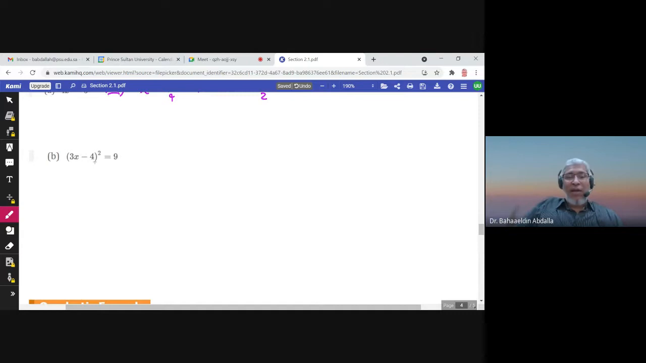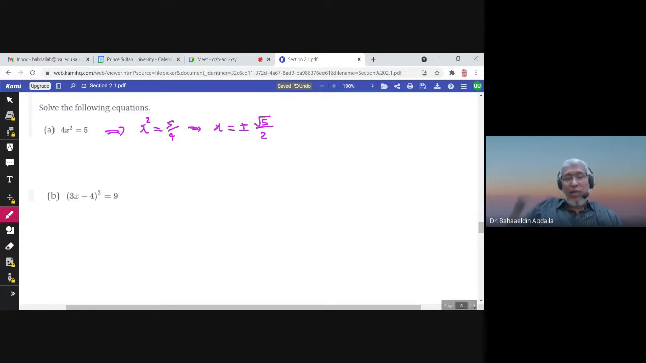Notice here I have something squared equals 9. So I can consider this as u squared equals 9, and the solutions would be u equals plus or minus the square root of 9, which is 3. Instead of expanding this and taking 9 to the other side and trying to solve by factoring, which is a very long method, the square root property says immediately 3x minus 4 would be plus or minus the square root of 9, which is 3.